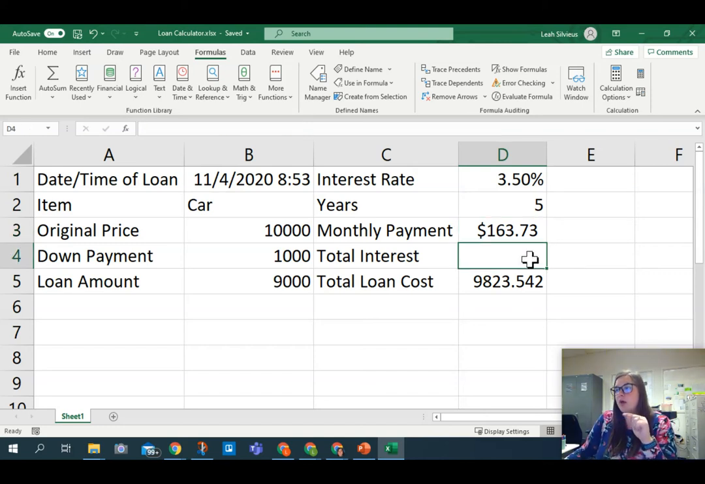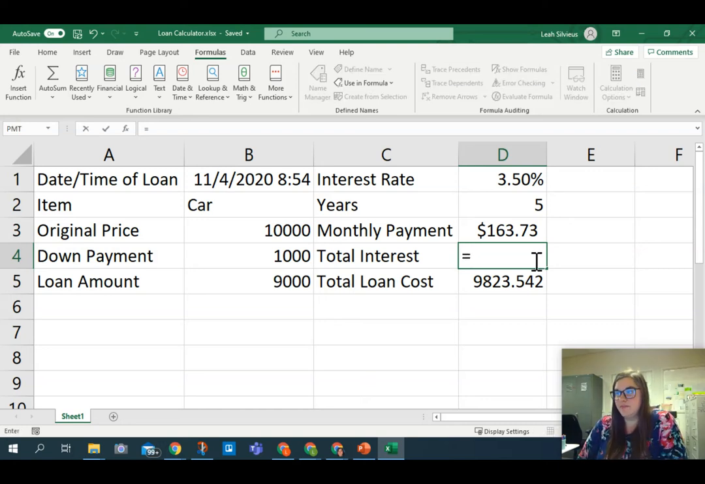So now, how much did I pay in interest? I want you to first, let's go here and name this total loan cost, and then let's go ahead and calculate that interest. So pause the video here and see if you can calculate how much did we pay the bank in interest.